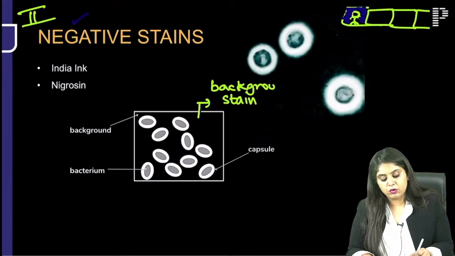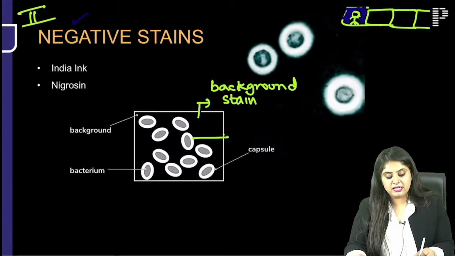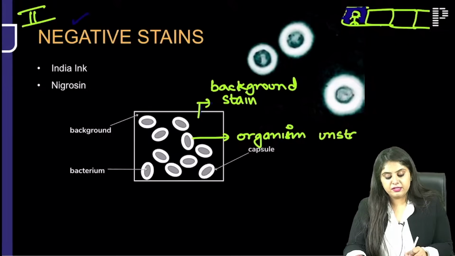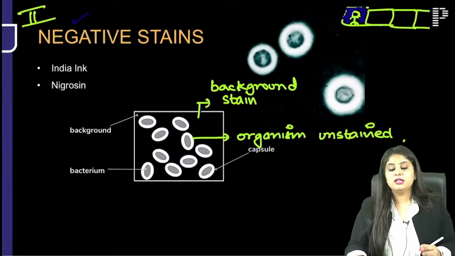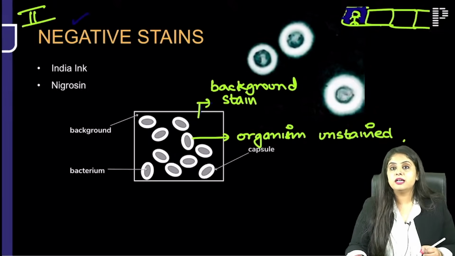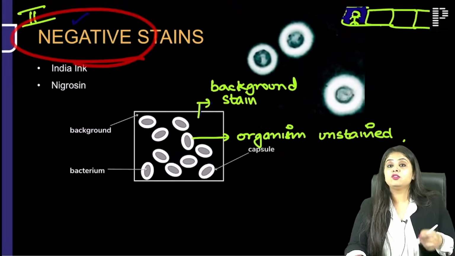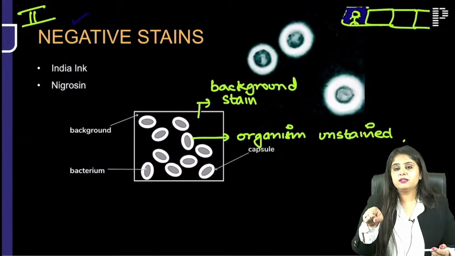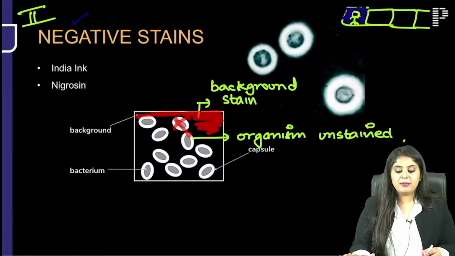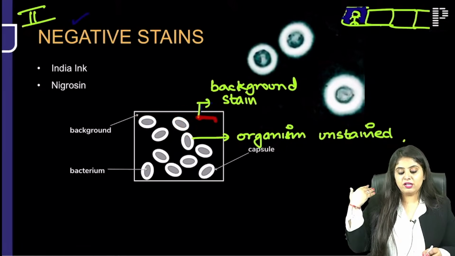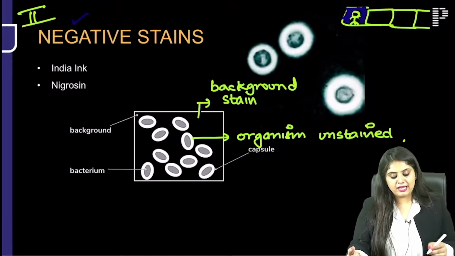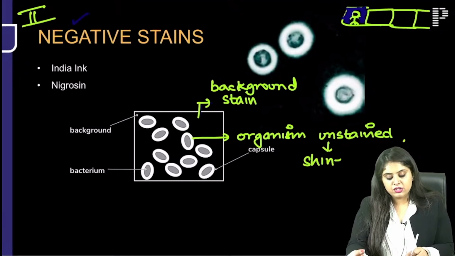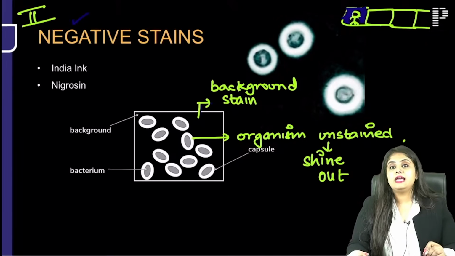The organism is not stained, ulta, opposite. The background is stained and this organism over here is going to be unstained. That is what has been done. Please remember, negative stain means opposite. Earlier, if you wanted to look at the bacteria, you were putting a color on the bacteria. Here, if you want to look at a bacteria, you are not putting a color on it. You put it on the background. You've created a contrast so that if the background has been made black, the organism will shine out. The organism is unstained and will shine out. And this is known as a negative stain.